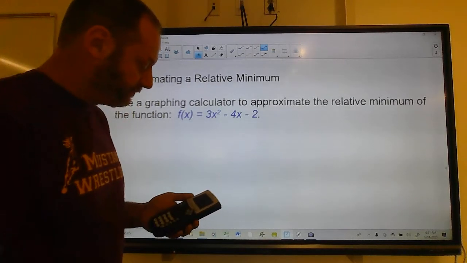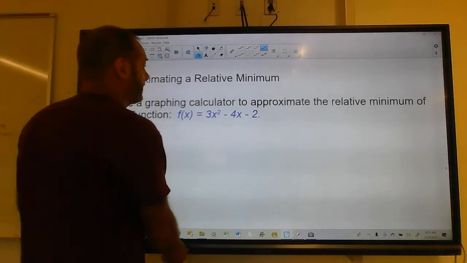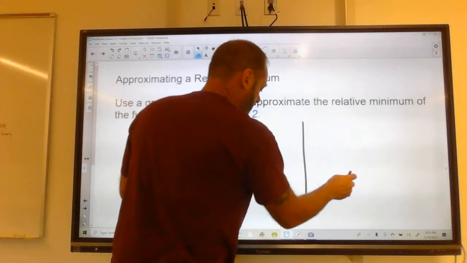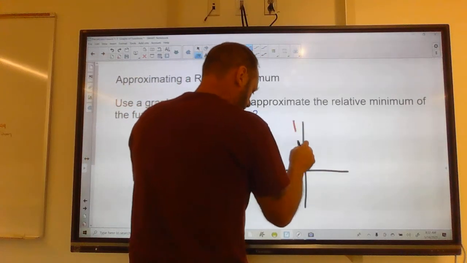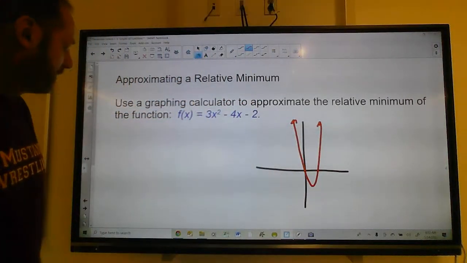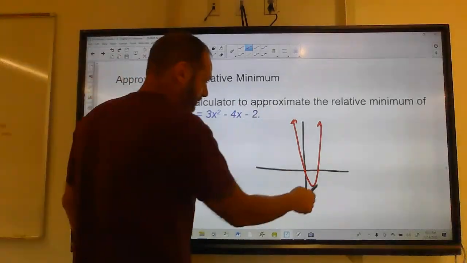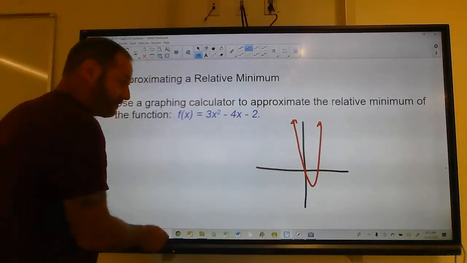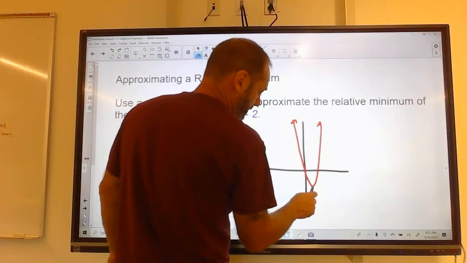So we'll hit graph, which is in the upper right-hand corner, and we get something that looks like this. Pretty tall, narrow graph that kind of goes like this. Okay, now you can tell from the graph, this is a parabola, and it's open up, so it's going to have a minimum, okay, and the minimum is going to be right there.